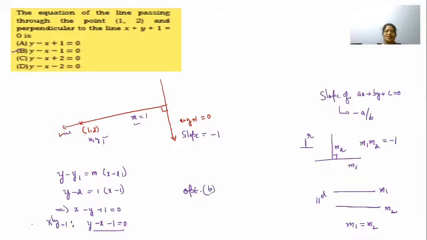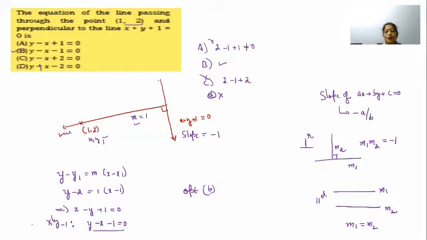And is there an easy way to solve this? Of course, you go through all the options and substitute the point (1, 2). Does it work here? If you substitute in option A, y is 2, x is 1, minus 1 plus 1. No, you're not getting 0. So option A is ruled out. B definitely works. How about C? This is 2 minus 1 plus 2. This is not working. How about D? D also doesn't work. So you could have guessed B should be the right answer.